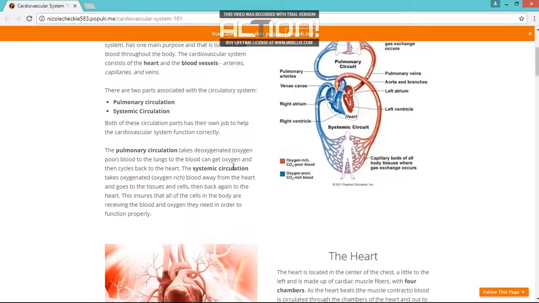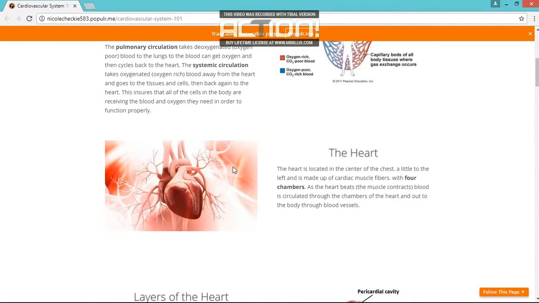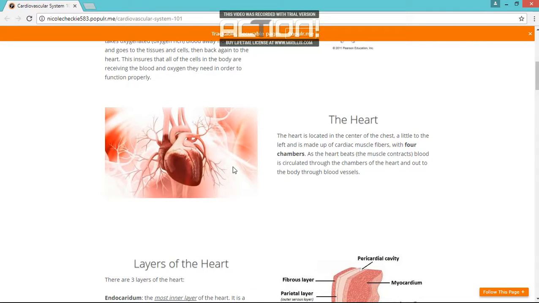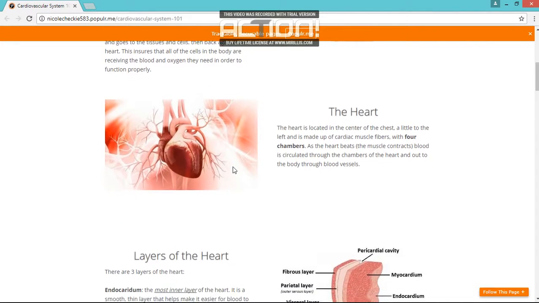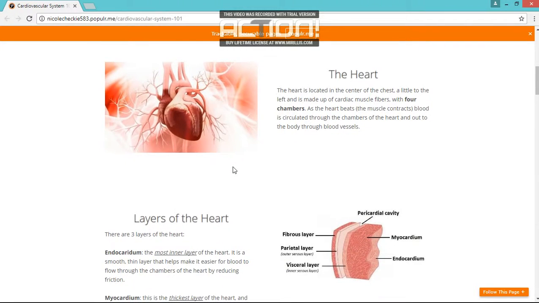As you start to scroll down the web page, you will see each part starting from the bigger parts of the system to the smaller parts, each explaining the function of that particular part of the cardiovascular system. The heart is the main organ of the cardiovascular system. Each beat pumps blood to the rest of the body in order to keep us going.